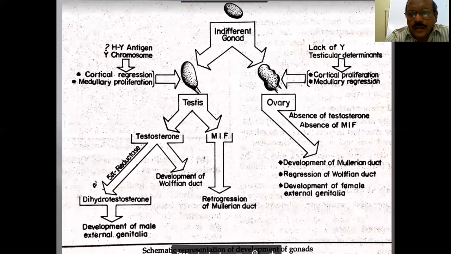Then, during development of the ovary, there is absence of testosterone and absence of Mullerian inhibition factor. Thus, the Mullerian duct develops, and the Wolffian duct regresses, with development of female external genitalia. So, when the Wolffian duct develops, it promotes testis, whereas development of the Mullerian duct promotes ovary. Development of female external genitalia occurs by the development of the Mullerian duct and regression of the Wolffian duct.